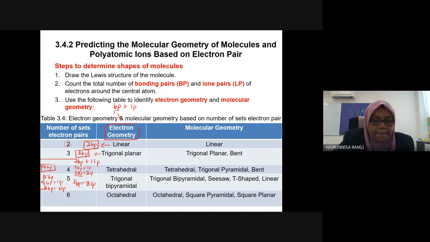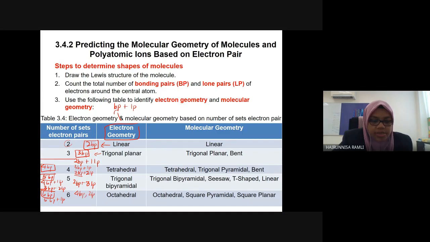Okay, 6. 6 ni dia a bit different. Okay, of course 6 bonding pairs tu memang adalah basic dia. So 6 kita ada 5 bonding pairs with 1 lone pair. And we also have 4 bonding pairs with 2 lone pairs.